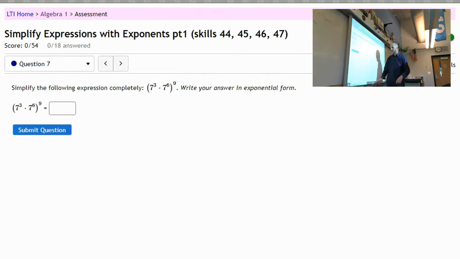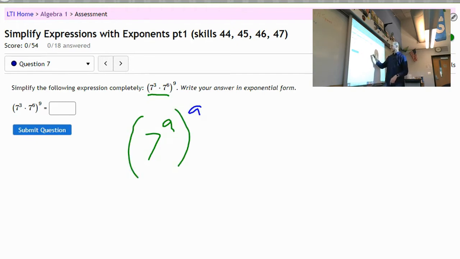All right, so I've got a couple of things going on here. 7 to the power of 3 times 7 to the power of 6, that's inside the parentheses. That whole thing is being raised to the power of 9. I could do this in a couple of different approaches. I'm just going to follow the order of operations and do the stuff inside the parentheses first. Inside the parentheses, there are things with exponents, so we're going to combine them. They're being multiplied. They both have the same base. If it's a multiplication problem, those exponents get added. So I'm going to take this 3 and the 6, add those together to get 9.